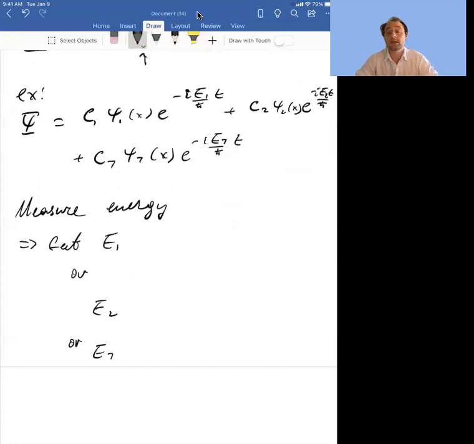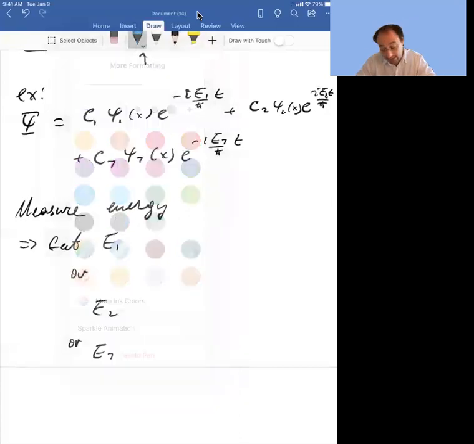We also saw that the outcomes of measurements are random, but distributed according to some probability distribution. For example, we saw that with a double slit experiment. In the double slit experiment, we're not measuring energies. We're measuring positions. We could also use it to measure momenta, but right now, the example is about energy. So you might get E1, or you might get E2, or you might get E7.